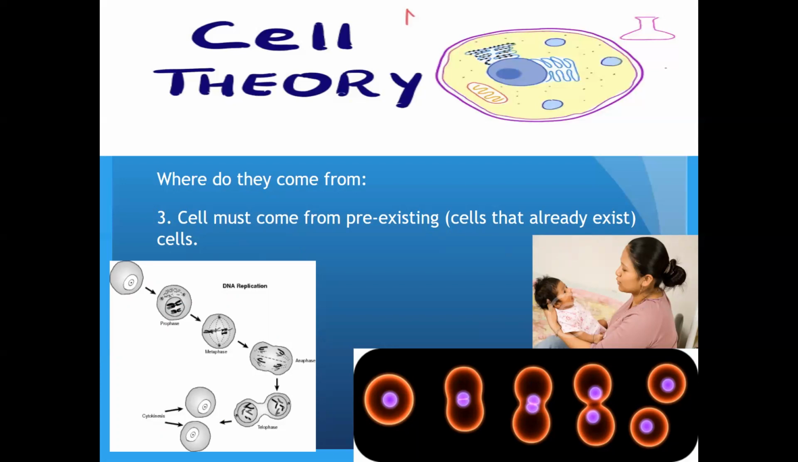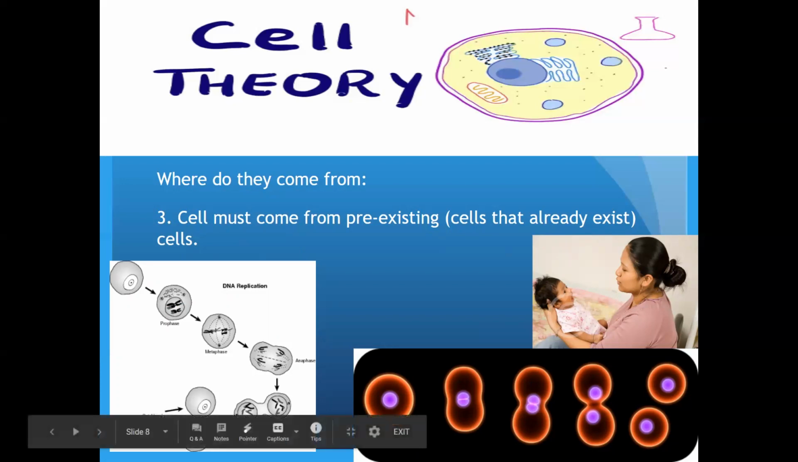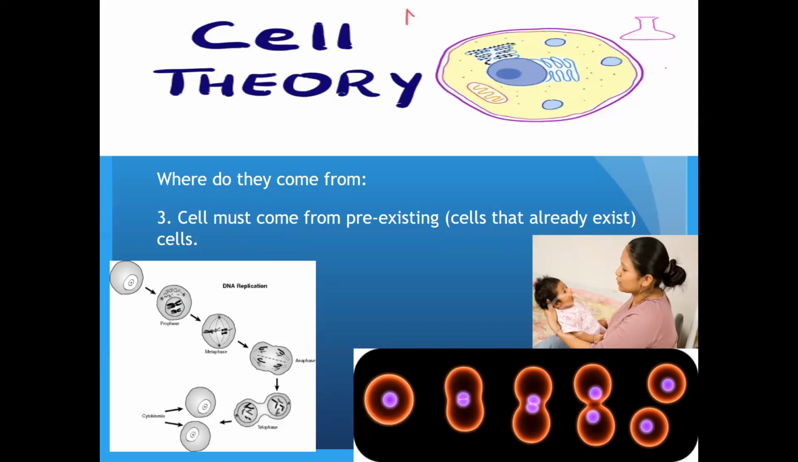You don't get cells that fall out of the sky, right? You don't get cells from rain. You don't get cells from brushing your teeth or washing your hair. You don't do that. All of your cells come from pre-existing cells. Just like when you think about a mom and a baby, the baby doesn't fall out of the sky. The mom doesn't wish for a baby and the baby falls out of the sky.